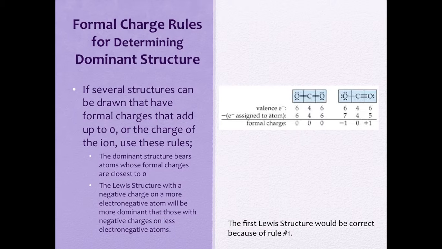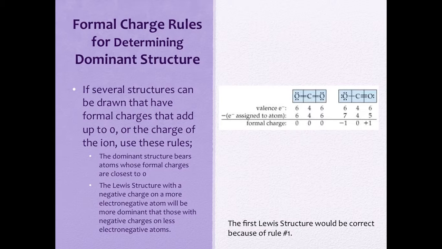So if you can draw several structures and they all have formal charges that add up to either 0 or the charge of the ion, then you should follow the rules listed here. It says the structure whose atoms have formal charges closer to 0 will be the dominant one. And a structure with a negative charge on a more electronegative atom will be more dominant than those with negative charges on less electronegative atoms.